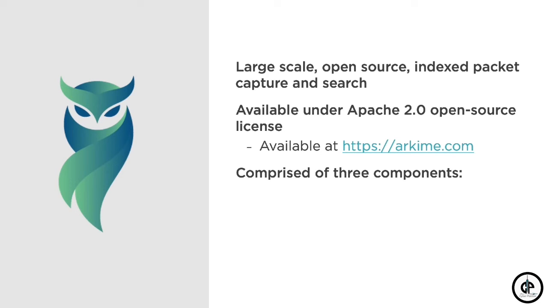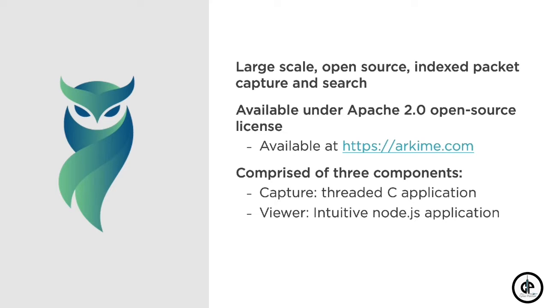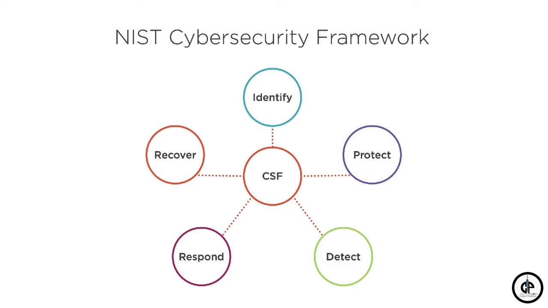There are three components that comprise the Arkime project, and you'll learn about those in this course. The first is the capture component. This is a threaded C application that is used to capture the network traffic. This can either capture traffic live on the network, or it can process PCAPs, which is what we'll do in this course. There is a viewer, which is an intuitive Node.js application, and where we'll spend most of our time performing traffic analysis. And finally, there's Elastic, which can be installed as part of the default Arkime setup.